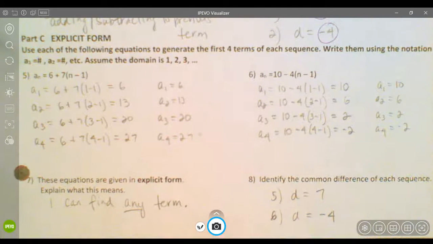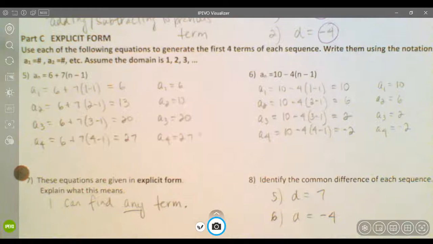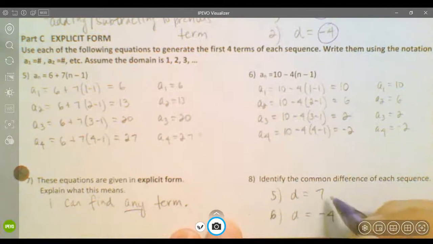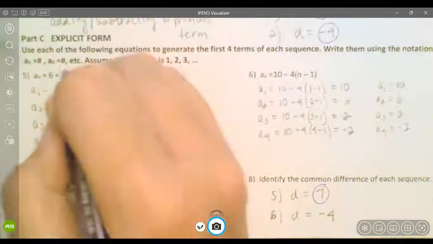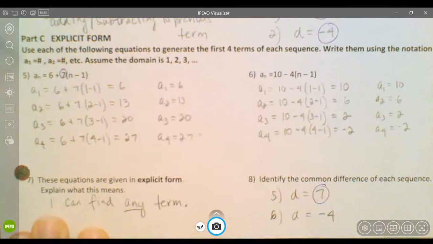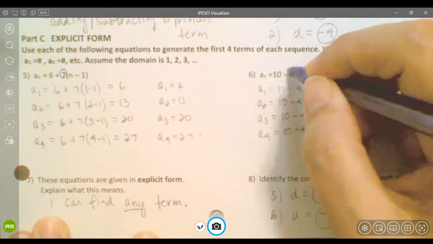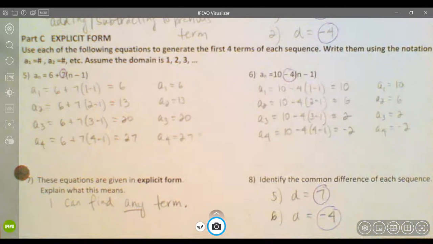And again, this doesn't help unless you can make the connections. So look here. My common difference is 7. Look where it shows up in the explicit formula. My common difference is negative 4. Look where it shows up in the explicit formula. So keep that in mind.